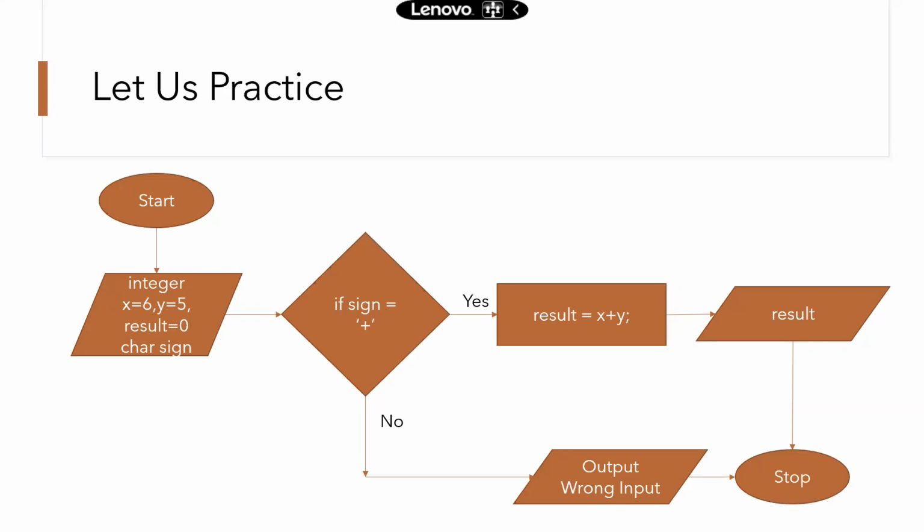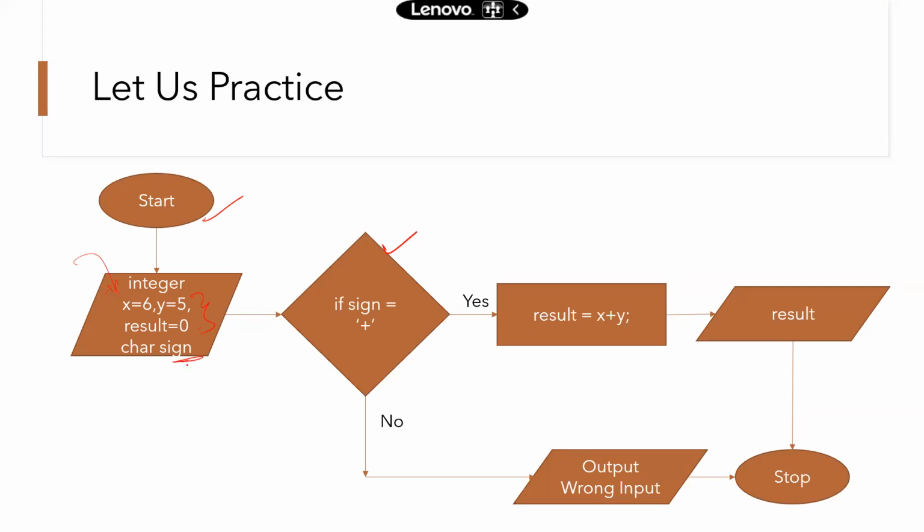So let's see this decision box now, because we had been doing a very simple sequence, and this is one of the activities that we haven't seen yet. We start from here and say that we have an input of two variables, x is equal to 6 and y is equal to 5, and then result is equal to 0. So we have three integer types.